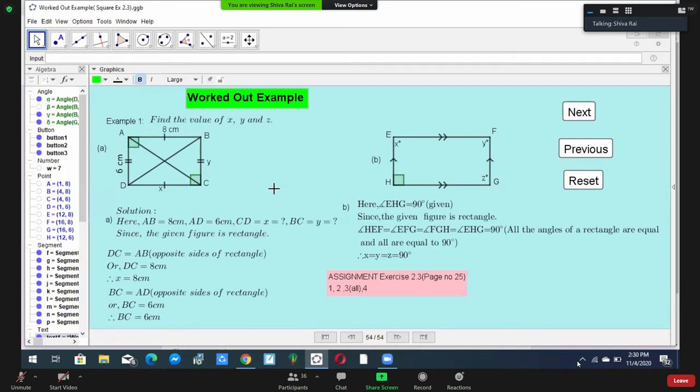Not only two things, we can represent many things. We can suppose for many things. Here in the first figure, we have to find the sides. But in the second figure, we have to find the angles. So how to find the solution?